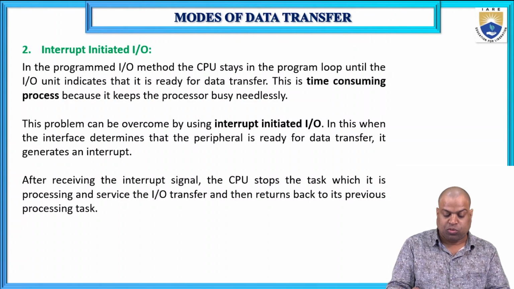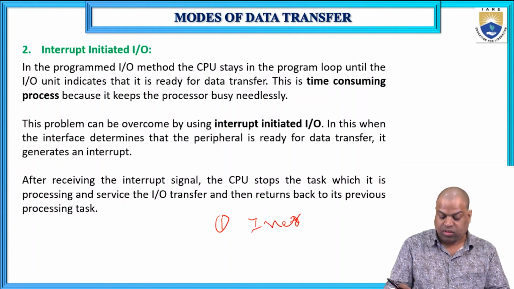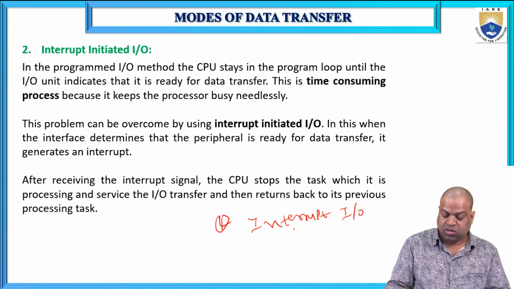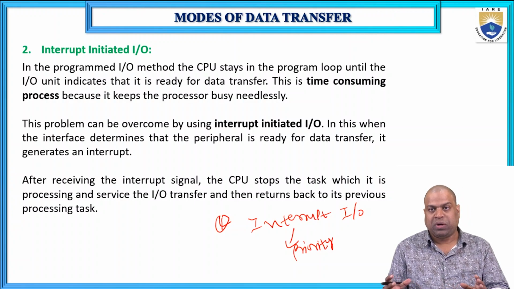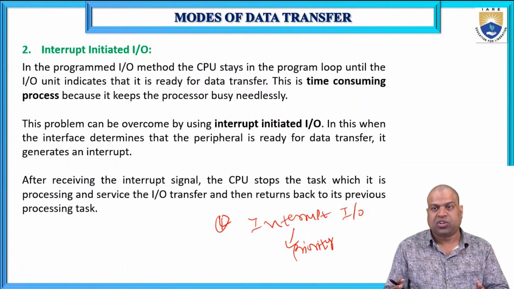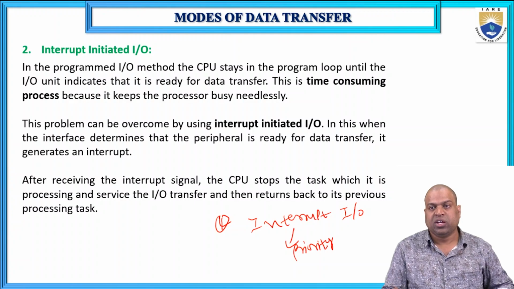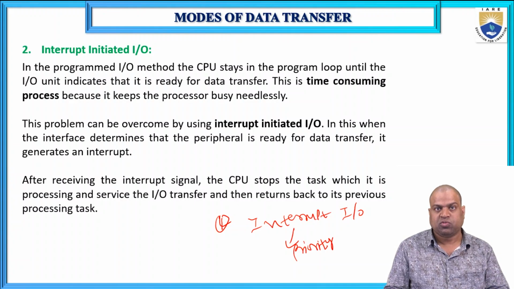So after completion of programmed input output, we are going for the interrupt initiated. Interrupt input output means priority will become important. So which one is the first priority, which one is the second priority. Multiple programs or multiple tasks are waiting at the CPU, then we go for the priority, which priority is first.